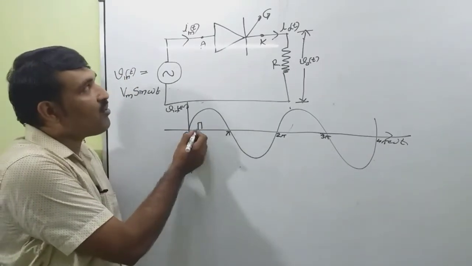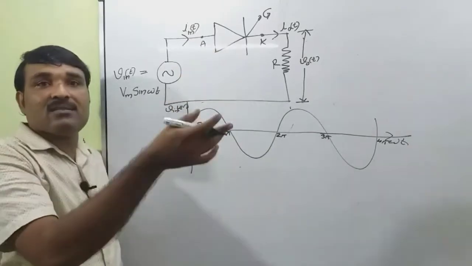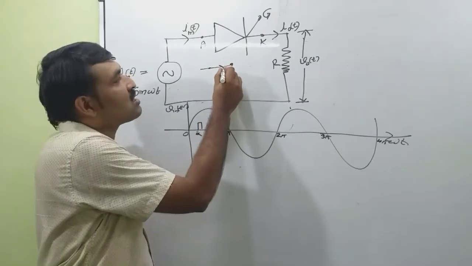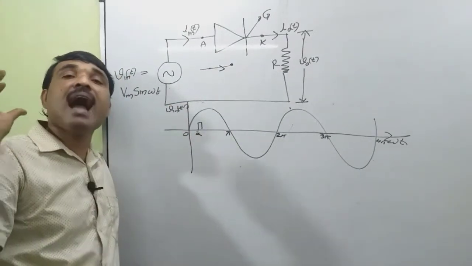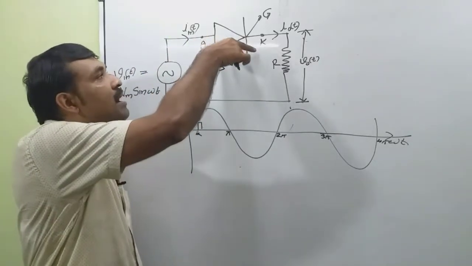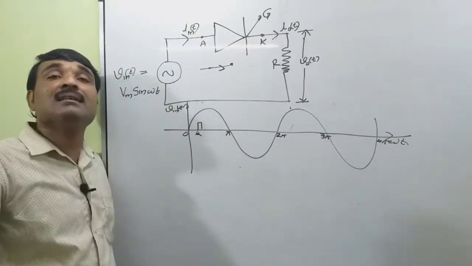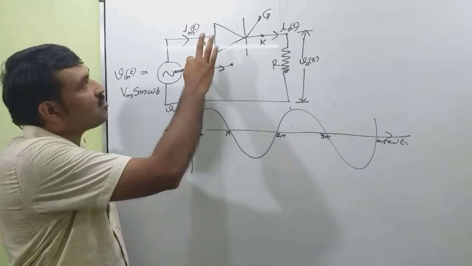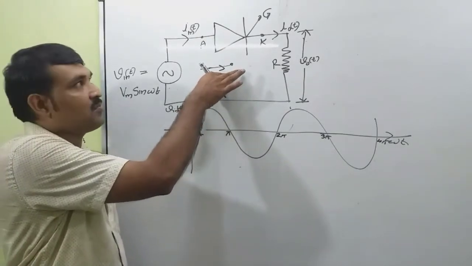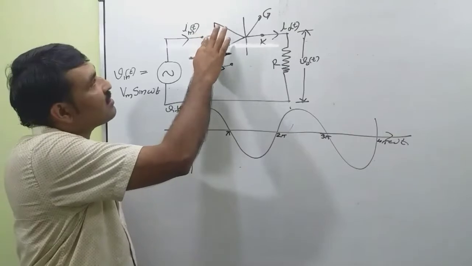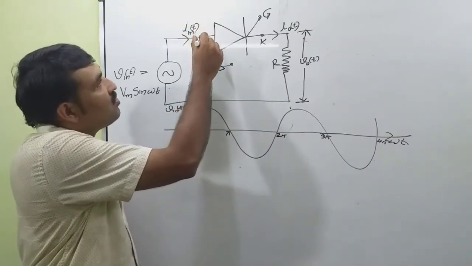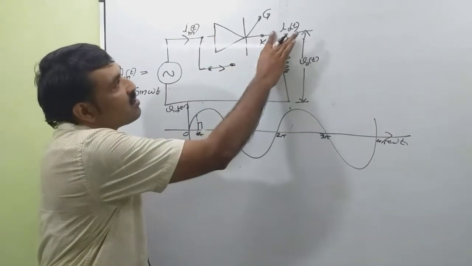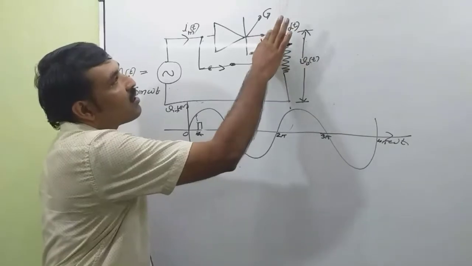Then when omega t is equal to alpha, this thyristor conducts. So that is equivalent to a closed switch. So the thyristor can be replaced by a closed switch, and we are assuming the thyristor is ideal. That means there is no voltage drop across the thyristor while it is in conducting mode. So at omega t equal to alpha, a firing pulse is available, so the thyristor is replaced by a switch. So we can construct the circuit like this. The thyristor is equivalent to a closed switch. So our circuit will look like this.